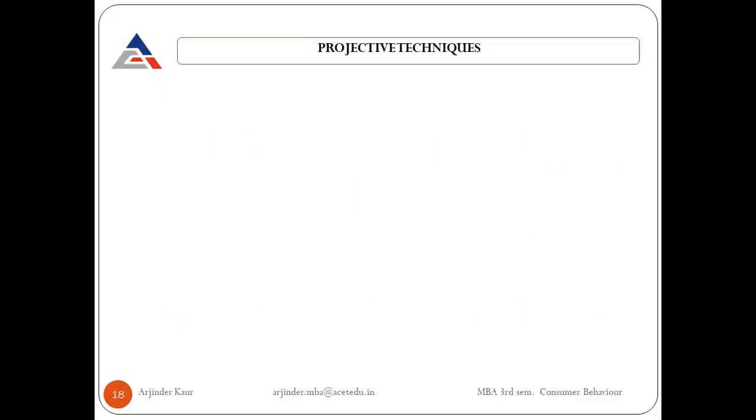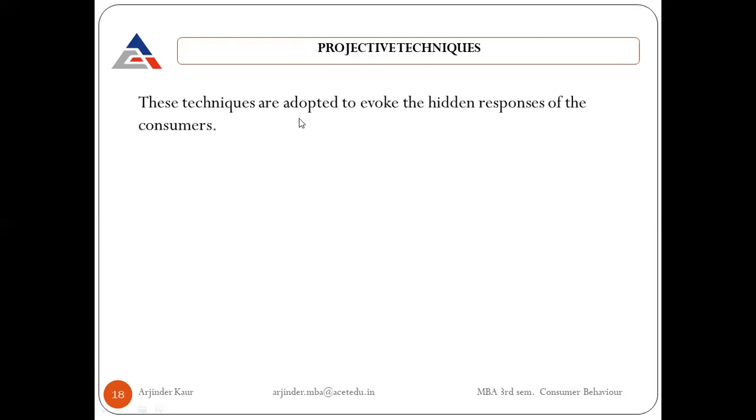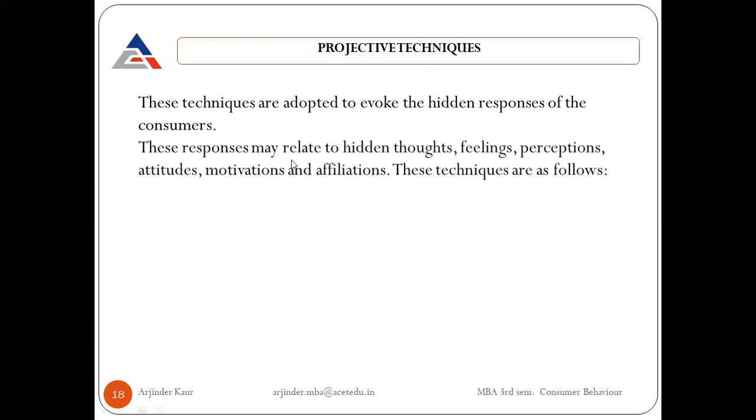The last method, the third type of technique that can be used for conducting qualitative research, is called projective techniques. These techniques are adopted to view the hidden responses of the customers, and these responses may relate to hidden thoughts, feelings, perceptions, attitudes, motivations, and affiliations. There are a number of projective techniques that can be used.